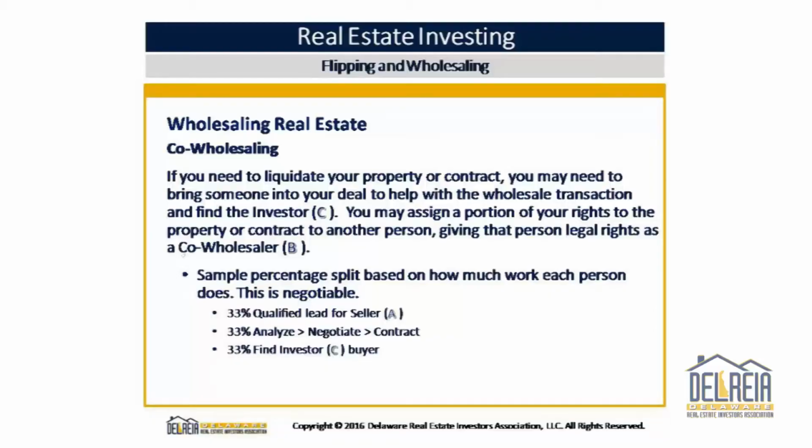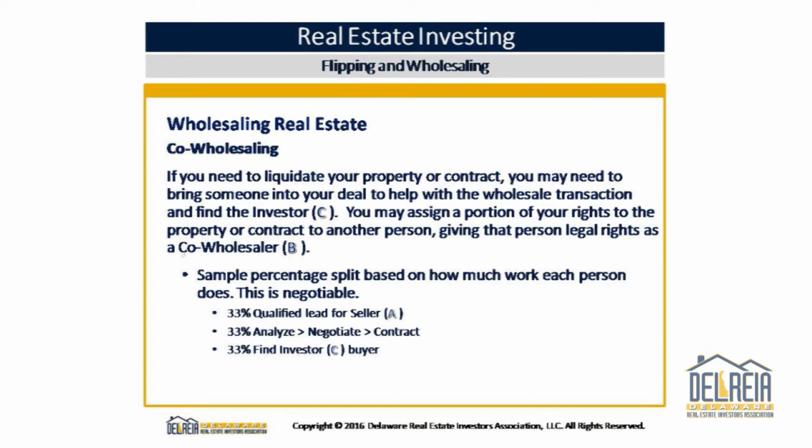So what you can do is assign a portion of your rights to that deal to somebody else. If I have it under contract, I can assign half of it to Tom, and now Tom has the right, because he has ownership in it now, to go out and try to sell it to his list and his contacts. He has the legal right to do that.